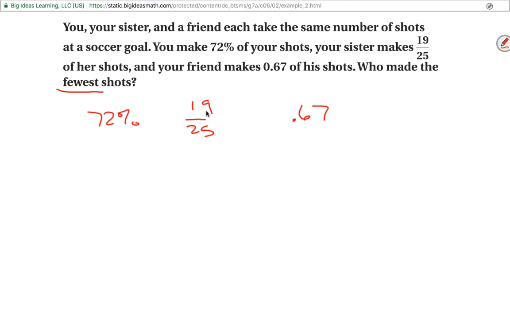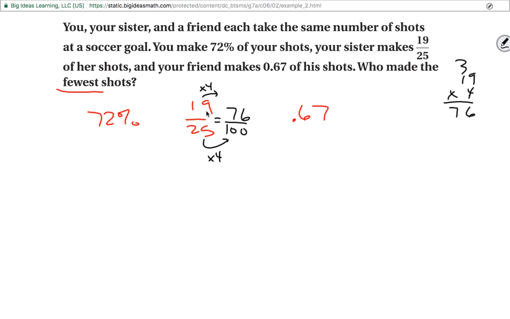The first one's 72%. Let's convert 19/25 to a percent by getting it out of 100. So 25 to 100, that's multiplying by 4. So 19 times 4. Do a little math on the side. 19 times 4: 9 times 4 is 36, and it gives you 76. So this is going to be 76 hundredths.